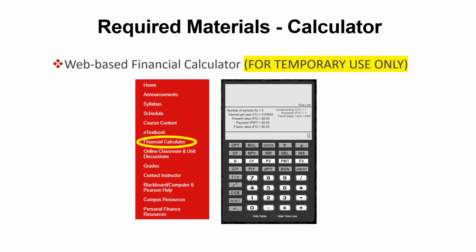The publisher of the textbook does not offer free chapters, but we do manage to get a temporary web-based financial calculator in the Blackboard. Remember that this web-based calculator is for temporary use only. It is incredibly slow to use. You will not have enough time to complete the quizzes and exams using this temporary calculator. As a result, please get your textbook and financial calculator as soon as possible.